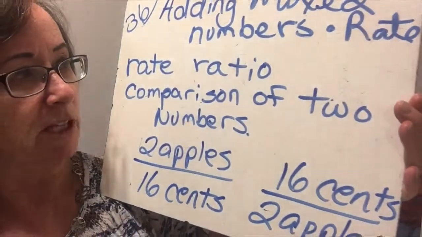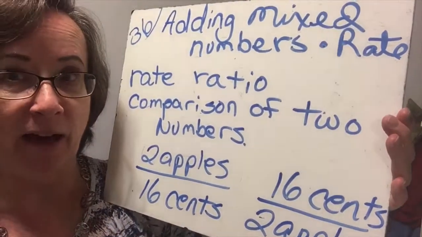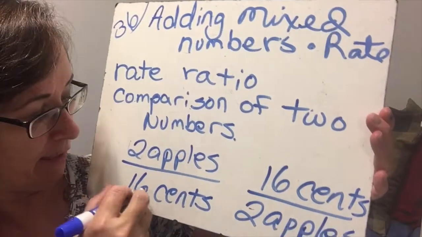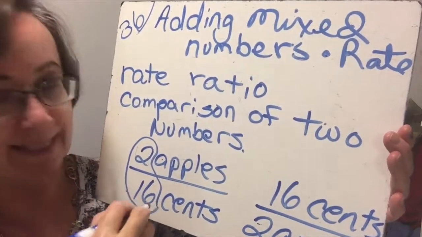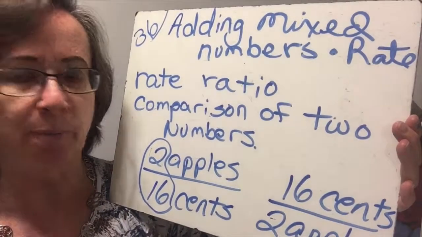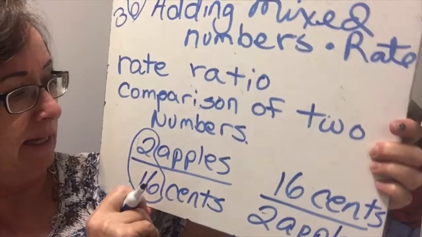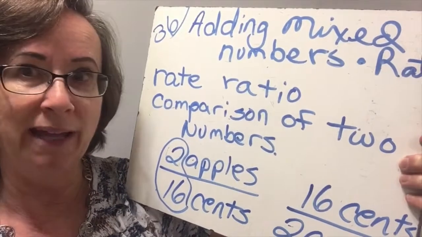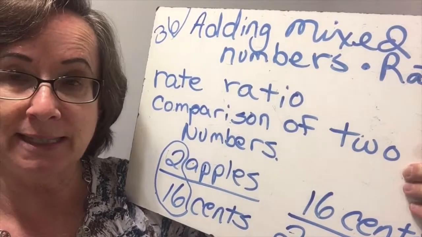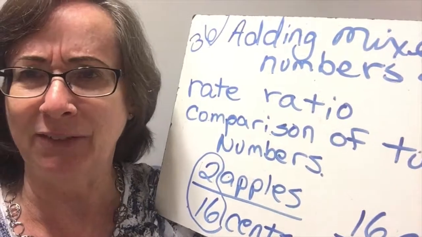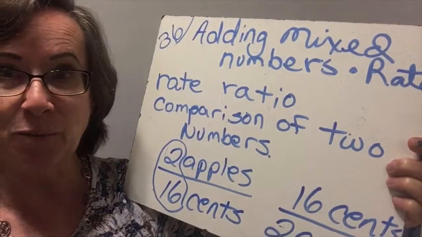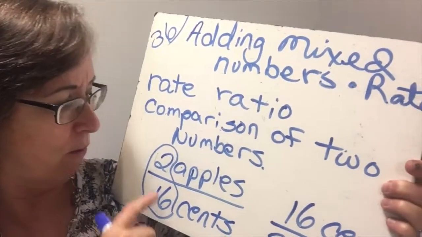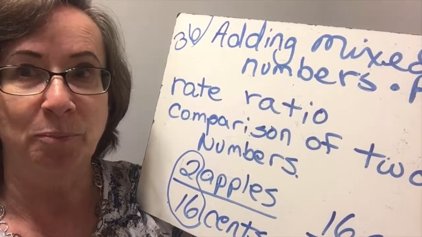Okay, so when we're looking at these, we can simplify these ratios. And if I were going to simplify this one, I could take the 2 and the 16, and I could say, oh, I can divide the top and the bottom by 2, and then I would get 1 apple for 8 cents, okay? Or 1/8 of an apple per cent. Okay, now you wouldn't go around buying 1/8 of an apple, would you? That's kind of funny. But that's the way we could simplify it. We could say 1 apple for 8 cents, which makes more sense, or 1/8 of an apple per cent.